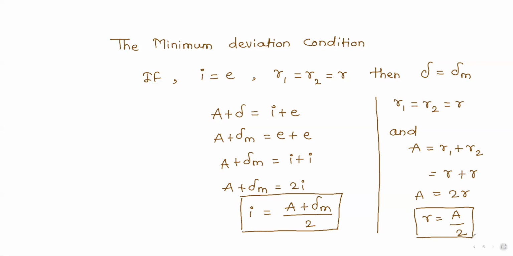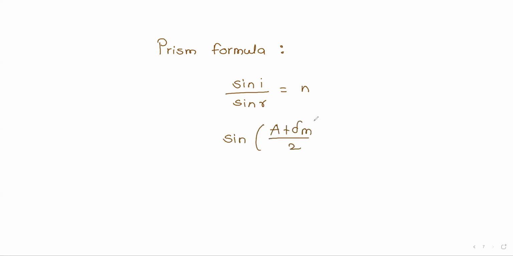Okay. So from this I can find the prism formula. For the prism formula, I require Snell's law. What did Snell's law say? Sin I upon sin R is equal to a constant, and that constant is nothing but the refractive index. So let's substitute the values. I is nothing but A plus delta M by 2, upon R, which is nothing but sin A by 2, is equal to N, and this formula is known as the prism formula.